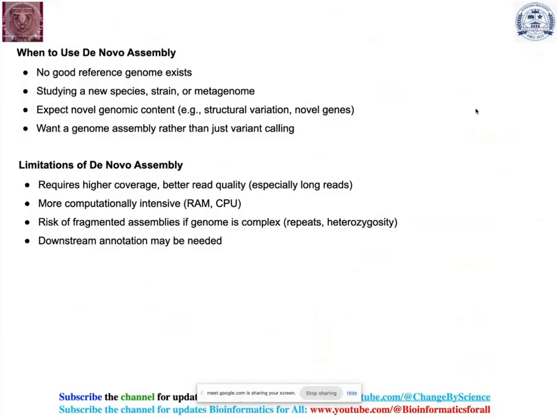For example, for reference-based genome assembly, you can use 16 GB RAM also. But while you are working on de novo genome assembly, irrespective of the file size, you need to have a minimum of 24 GB RAM. And of course, the CPU will decide how fast your calculation will go. Then there is the risk of fragmented assemblies if the genome is complex. Then downstream annotation may be needed, of course.